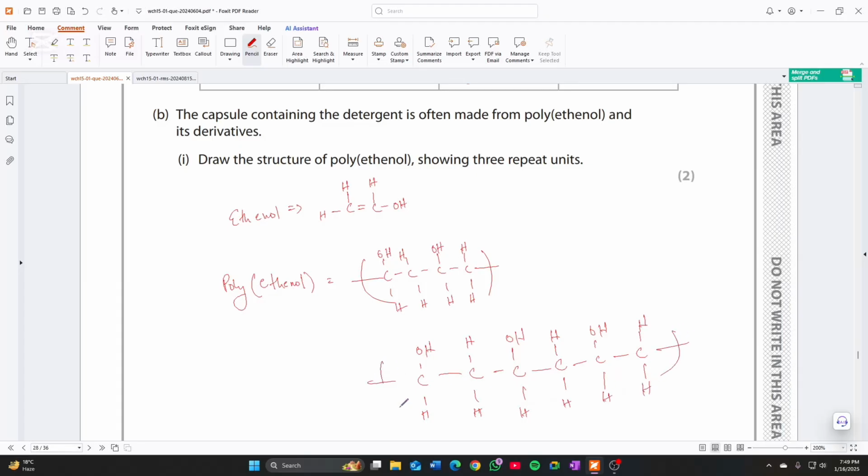So this is 2 repeating units. This is 3 repeating units. These would be the structures, and this is the structure of ethanol, right? So when forming a polymer, this double bond breaks, and it forms another bond, which just connects with another carbon from this side. So this is our required polymer.